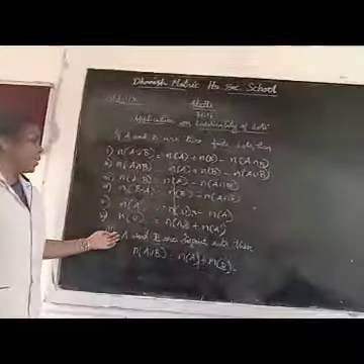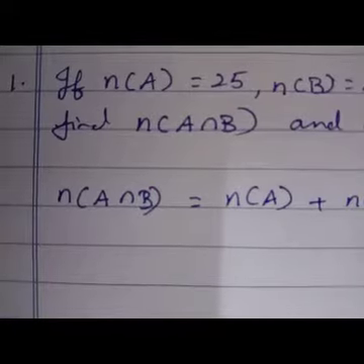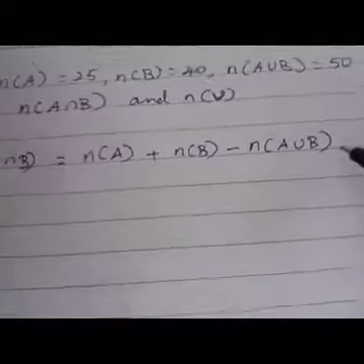Now your first question is, if n of A is equal to 25, n of B is equal to 40, n of A union B is equal to 50 and n of complement of B is equal to 25, find n of A intersection B and n of U. Here they have given n of A, n of B and n of A union B. They ask you to find n of A intersection B. n of A intersection B is n of A plus n of B minus n of A union B.